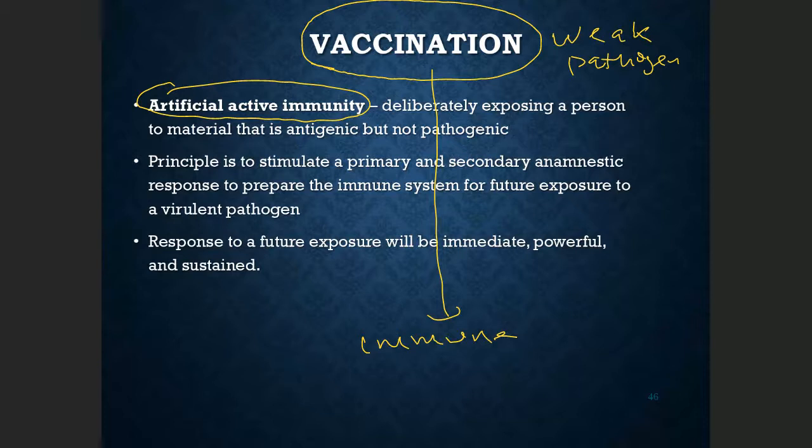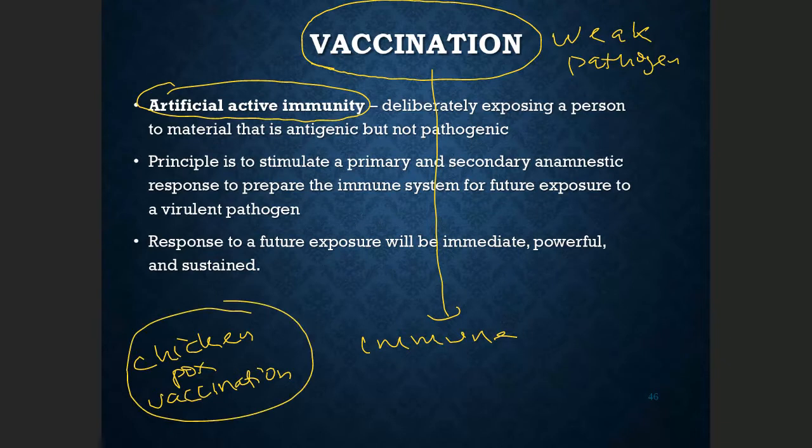Like for example, chickenpox vaccination. So the kids that have the chickenpox vaccination will not have the chickenpox disease, but their immune system is able to produce memory cells that will protect them against the real chickenpox viruses. Okay, so the vaccination is actually the weak virus that is injected into our body in order to produce the memory cell.